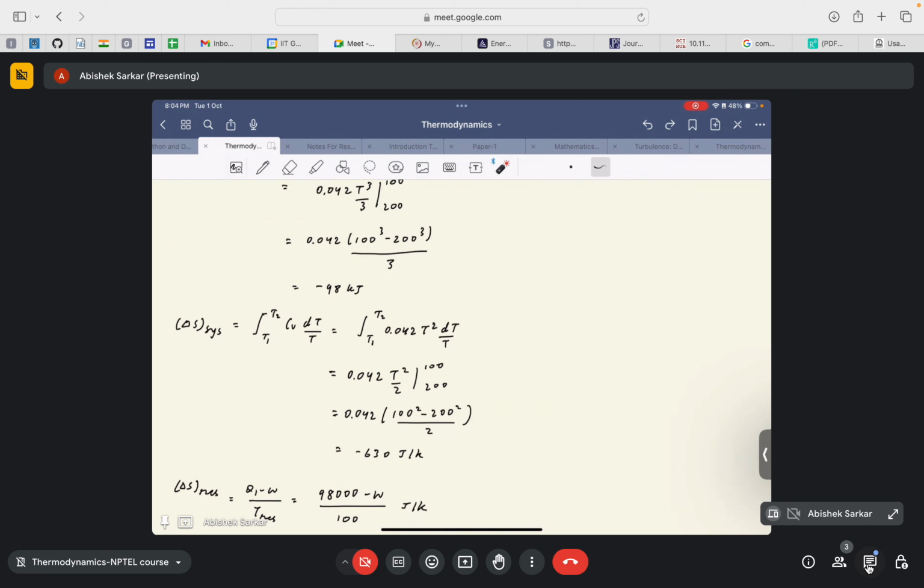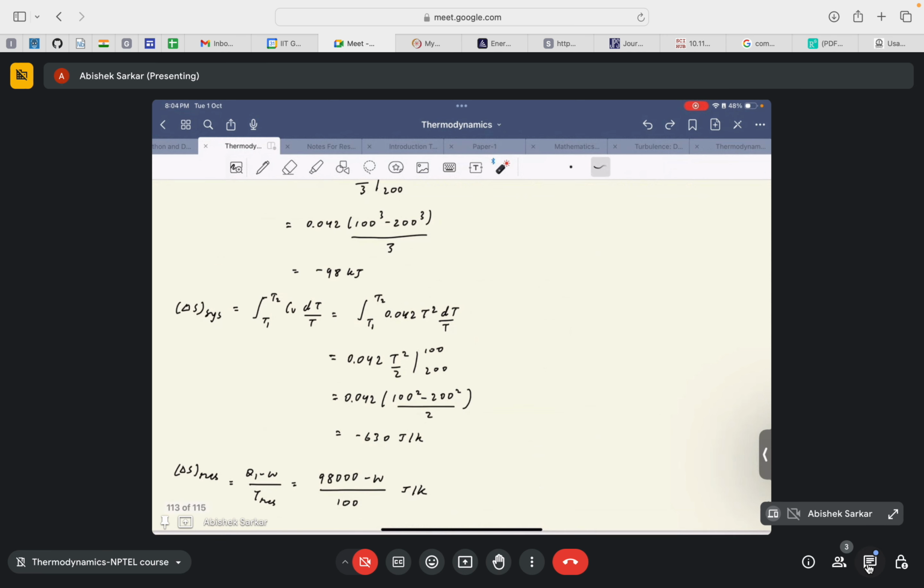Now if you integrate it, since T square by T, this T will get cancelled out, so the integration of T dT will give you T square by 2. So we'll get delta S of the system as 0.042 T square by 2, integrated from 200 to 100. If you substitute the value, we will get delta S system as minus 630 joule per Kelvin. This is the entropy change for the system.